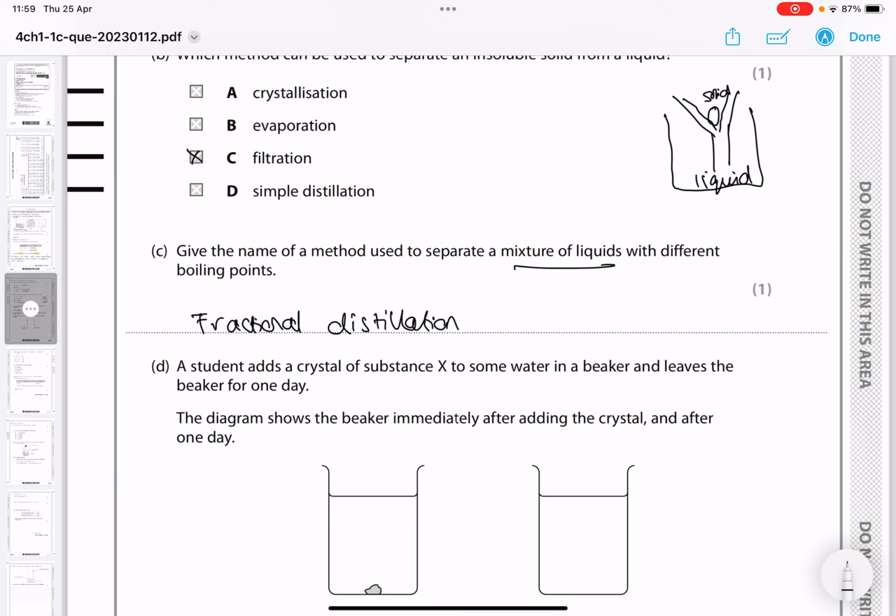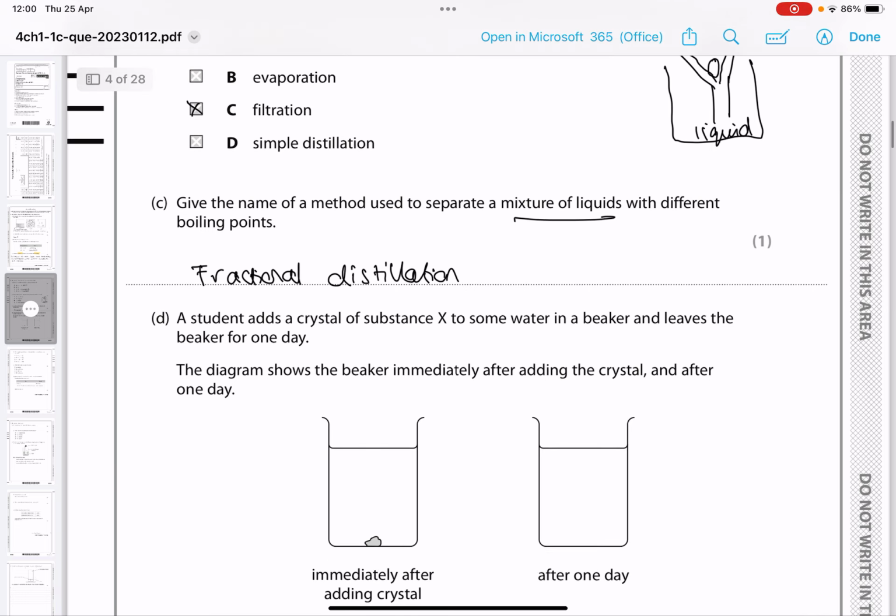Okay, and in this process you can separate all the liquids. So you can obtain each liquid one by one. And the liquids must have different boiling points so that they evaporate from the liquid that has the lowest boiling point to the liquid that has the highest boiling point.